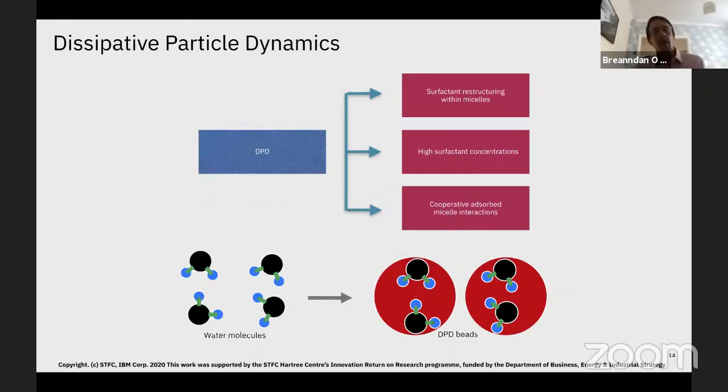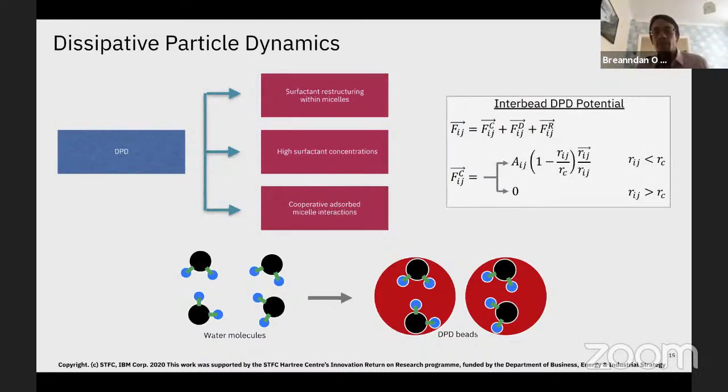So how does dissipative particle dynamics work? Well, it involves, at a base level, the grouping together of one or more atomic or molecular entities to produce these idealized spherical DPD beads shown here on the bottom of the slide. And these DPD beads interact with one another via this simplified inter-bead DPD potential, which has three components. We have a conservative force, we have a drag or dissipative force, as well as a random or stochastic force. And looking at the conservative force, we can see that this interaction has two tunable parameters, namely an amplitude prefactor parameter Aij and a cutoff distance rc.